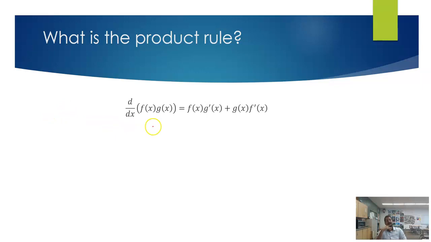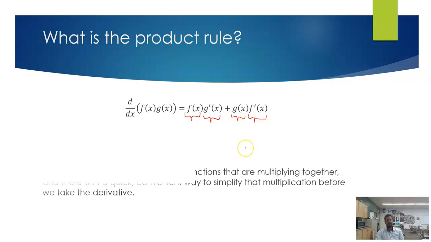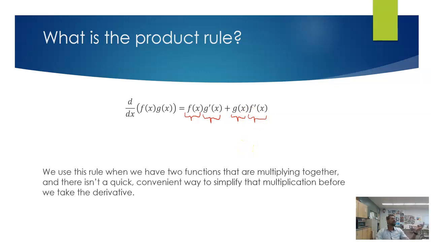But the derivative of two functions multiplying together is simply you write the first function down. That's what this part is saying. Then we multiply that by the derivative of whatever the second function that's being multiplied is. And you just identify your two different functions as f of x and g of x. Then we put a plus sign, and then we write down the second function, and we multiply that by the derivative of the first function.